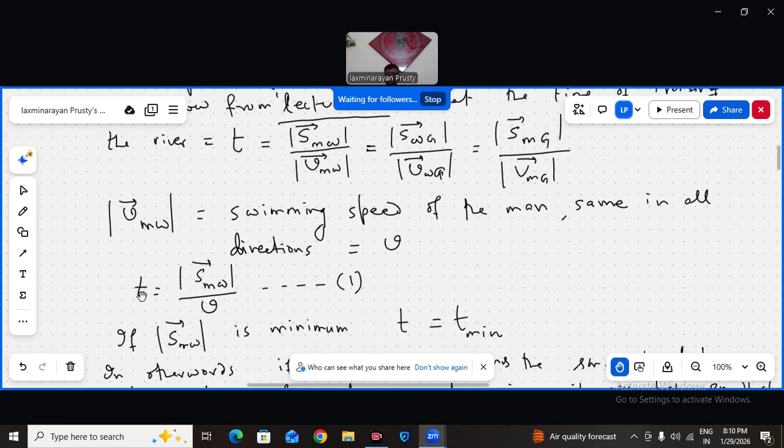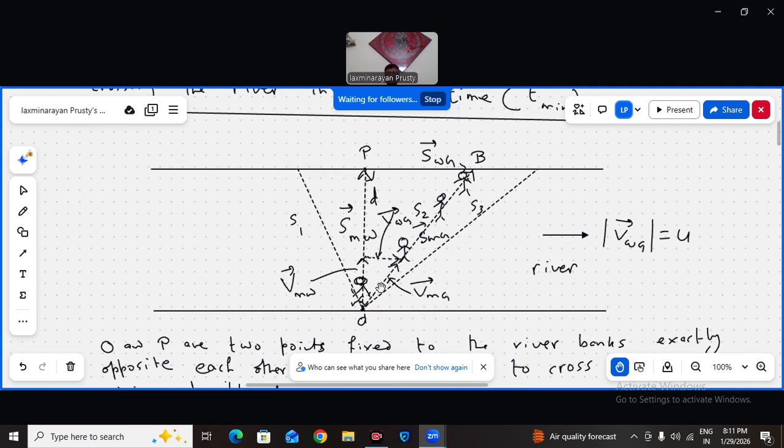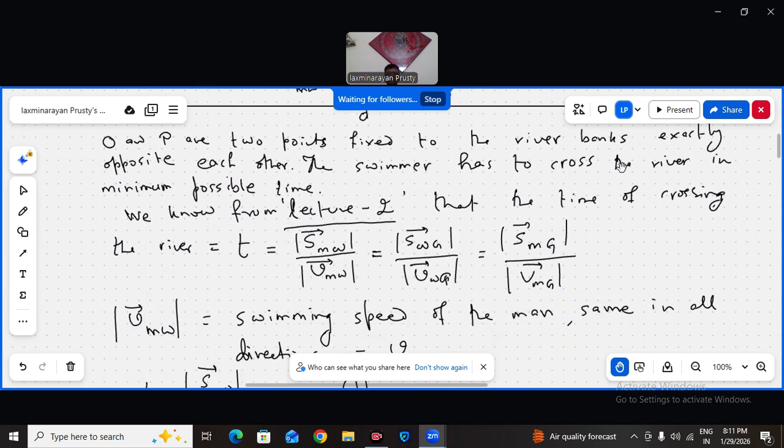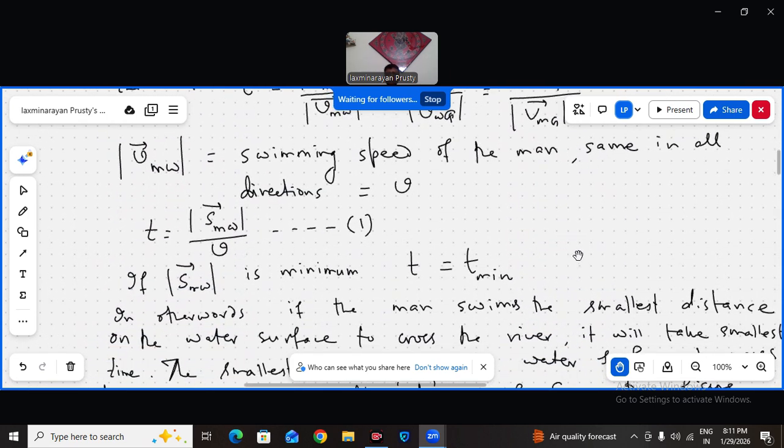If I want to minimize the time T, then V I cannot do anything because V is a constant for a swimmer. SMW has to be minimized. SMW means the displacement of the man with respect to river water. And with respect to river surface, the displacement has to be minimized. That means this distance only with respect to the river surface. If man is swimming, he will see that water is not moving. So this is the smallest distance OP. The minimum value of SMW will be D only.